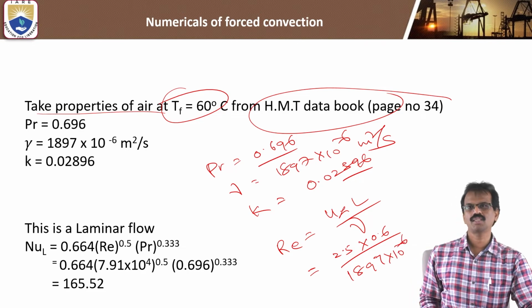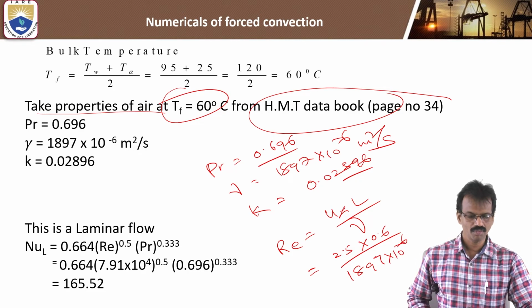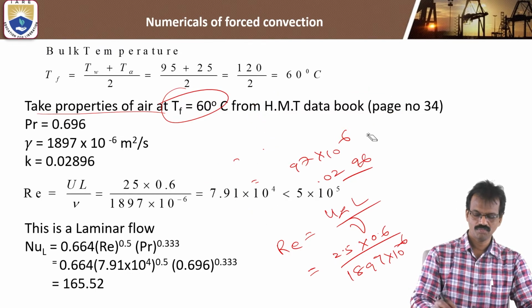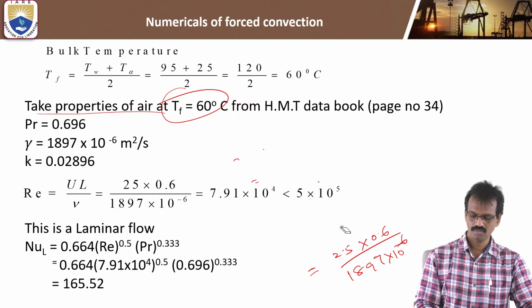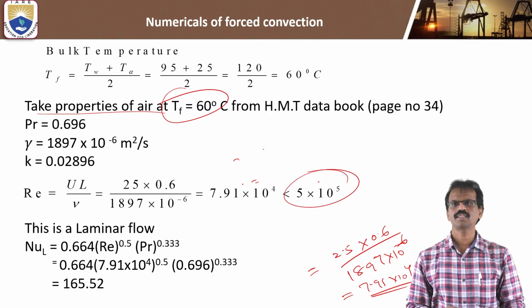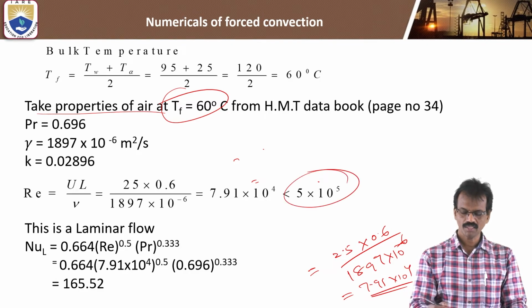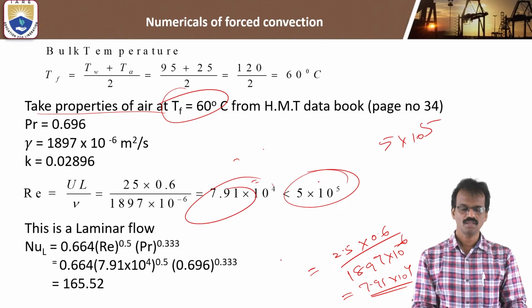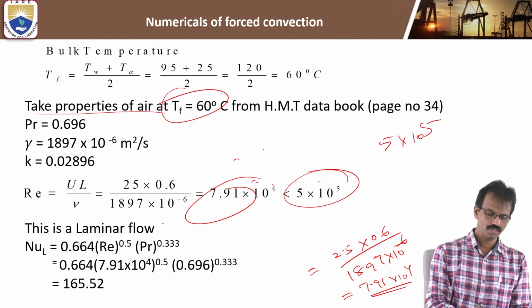If you find the Reynolds number, the value is 7.91 into 10 to the power of 4. Then check this value against the critical Reynolds number. You know that the critical Reynolds number is equal to 5 into 10 to the power of 5. So this is less than 5 into 10 to the power of 5, and you can confirm this is laminar flow.